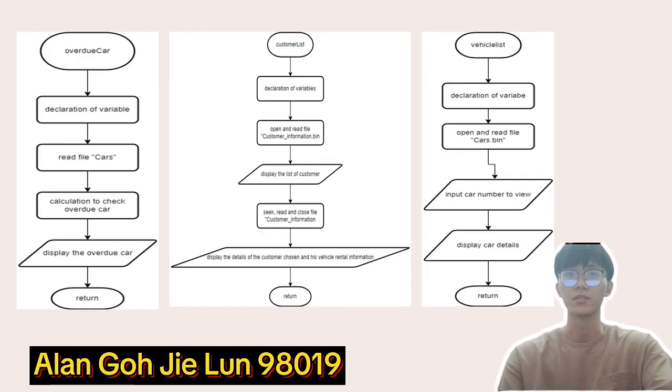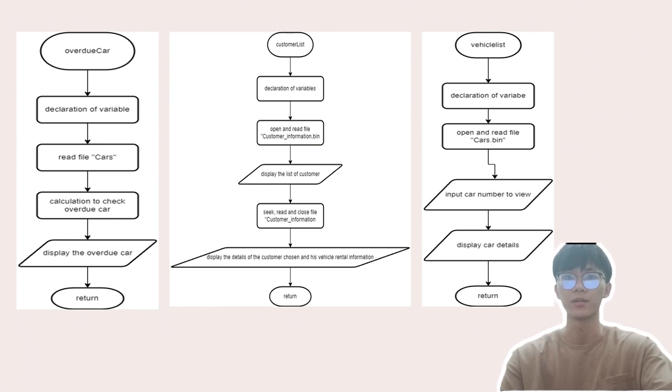For the view car function, first is declaration of variables, and then the function will open and read the file cars. Then the function will proceed with calculation to check overdue cars. After the calculation, the function will display the overdue cars.